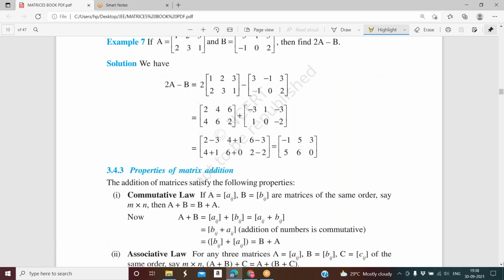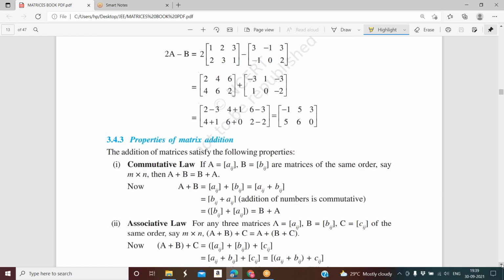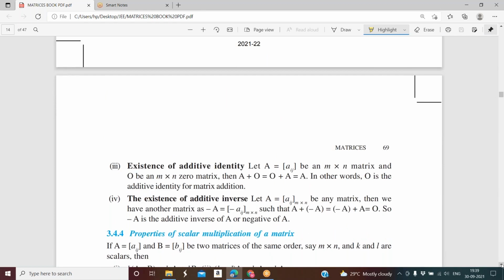So far we have learned what a matrix is, how we can represent a matrix, and what the different types of matrices are. Then we have defined operations on matrices. We have learned four operations. One is addition of two matrices, then difference of two matrices, then scalar multiplication. The fourth one is multiplication of matrices, which we will discuss later. Before that, we should know the properties of matrix addition.